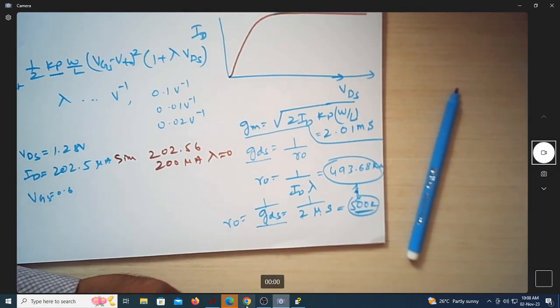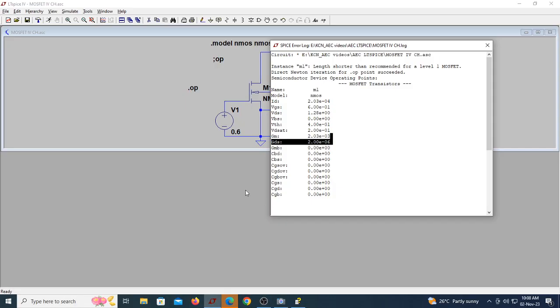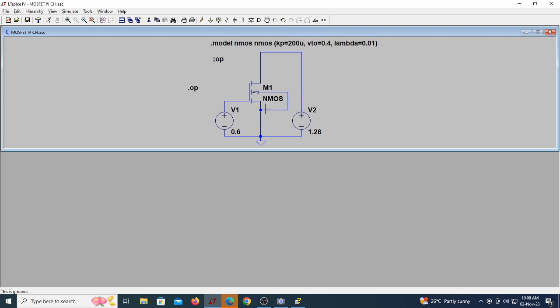While doing simulation, we can find out other parameters of the MOSFET, like the transconductance and the R naught value of the MOSFET, using this error log file. In the coming videos we'll see how this MOSFET is used as an amplifier. Thank you.